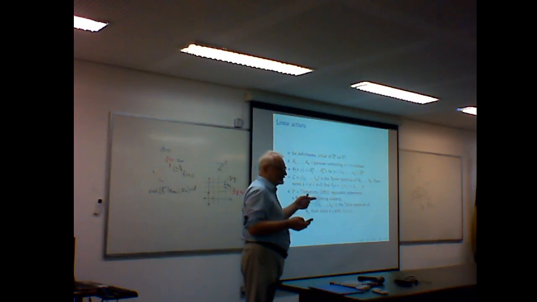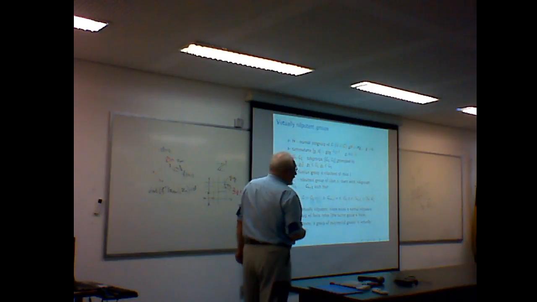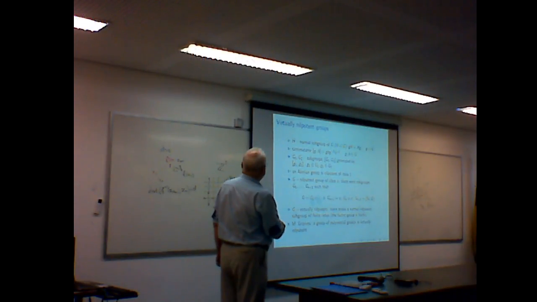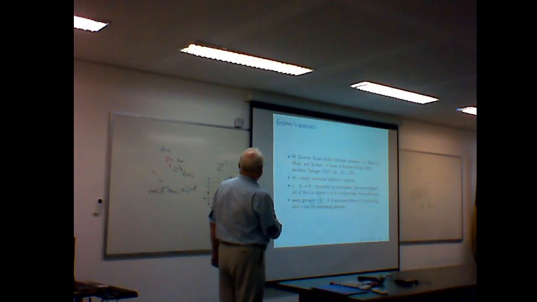I will call it abelian, a commutative group. But now I have to go deeper in algebra to define what is called a virtually nilpotent group. In the previous theorem, if there is no Taylor spectrum, then you have the shadowing property.